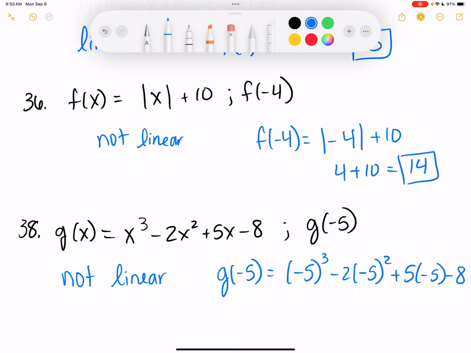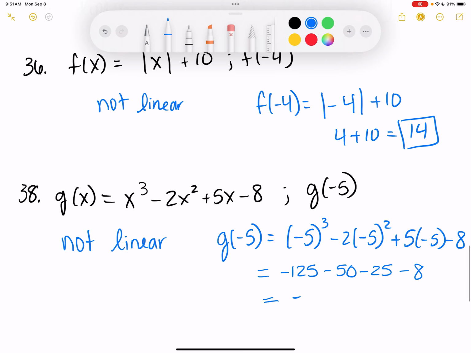Negative 5 cubed is negative 125. Negative 5 squared is 25, times negative 2 is negative 50. 5 times negative 5 is negative 25, and then minus 8. So what is that? Negative 208. It's simple math. You just add them all.